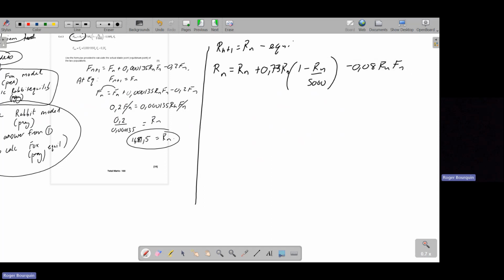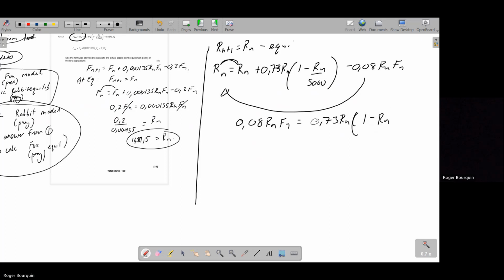But now, these Rn's will disappear. I'm going to move that to the other side. So I get 0,08 Rn Fn is equal to 0,73 Rn (1 − Rn/5,000). These Rn's over here then cancel out.